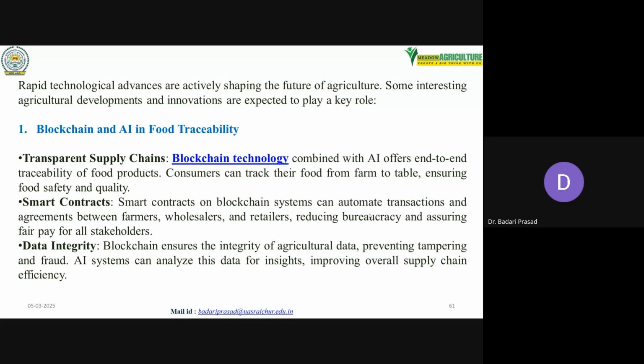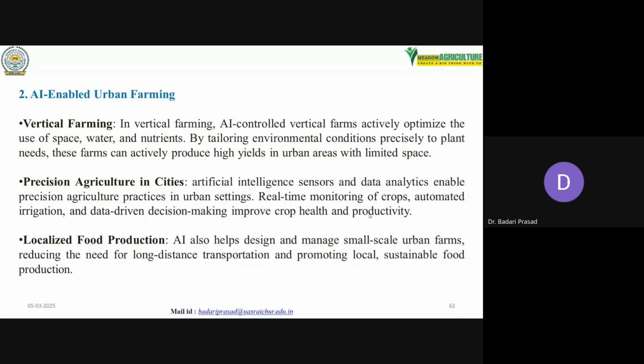AI systems can analyze this data for insights, improving overall supply chain efficiency. So nowadays we are getting into multiple security systems, so we need not worry much at this stage. So we are growing with the technology.